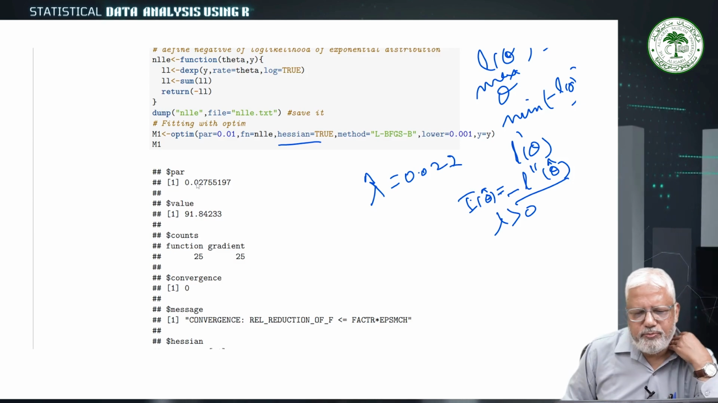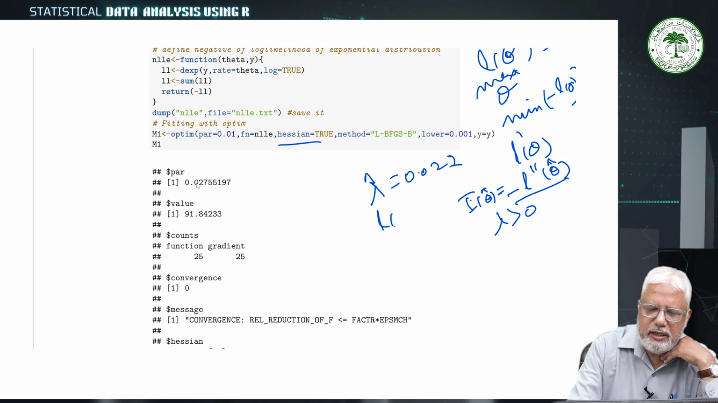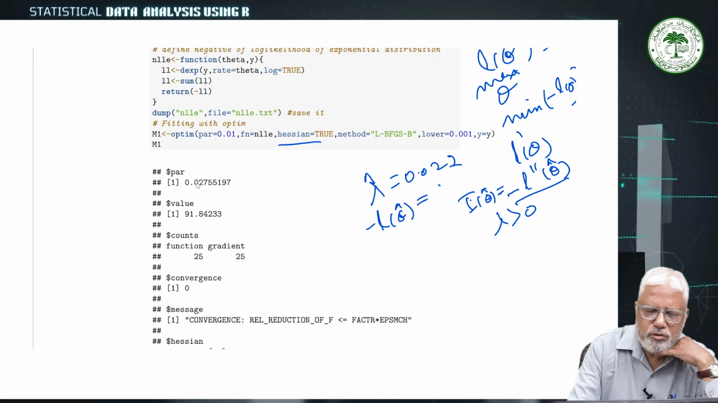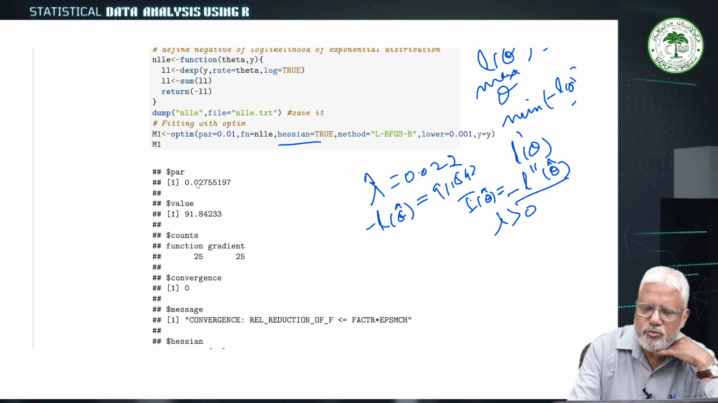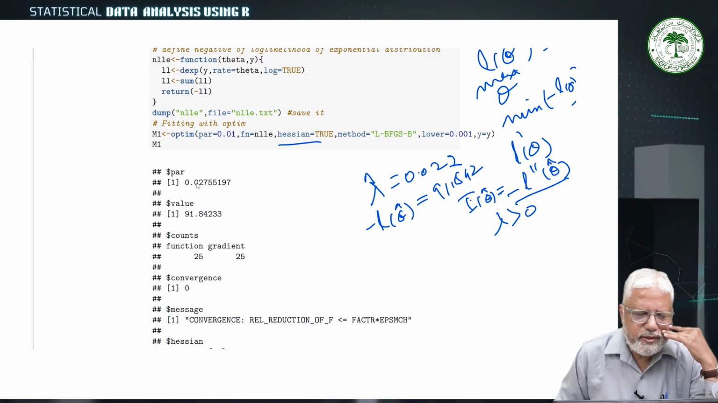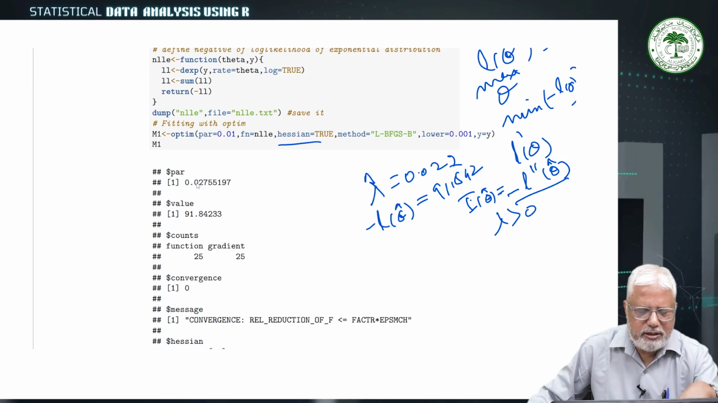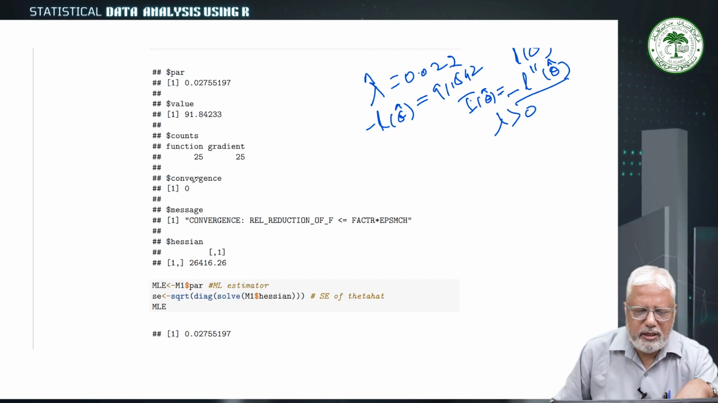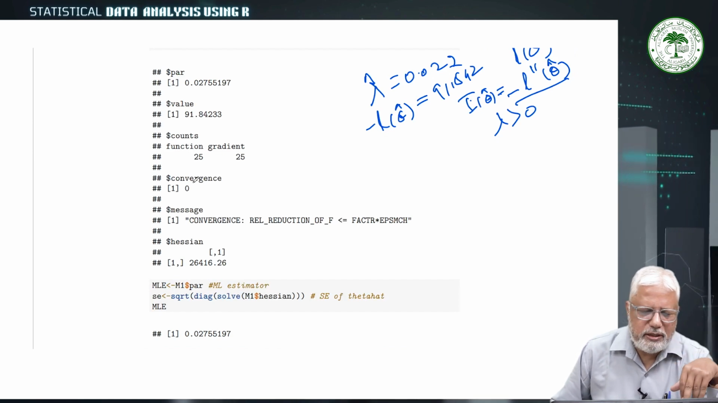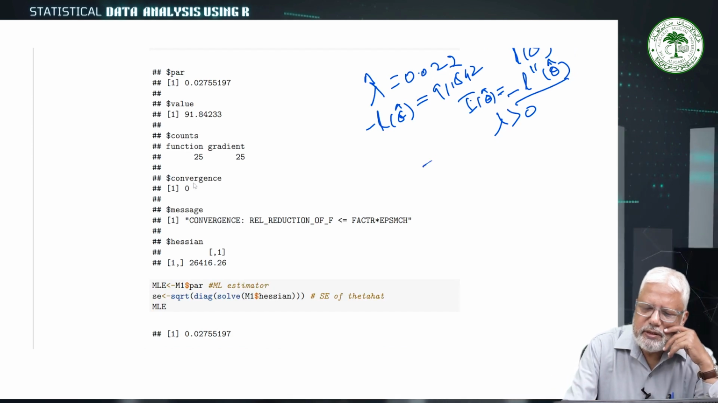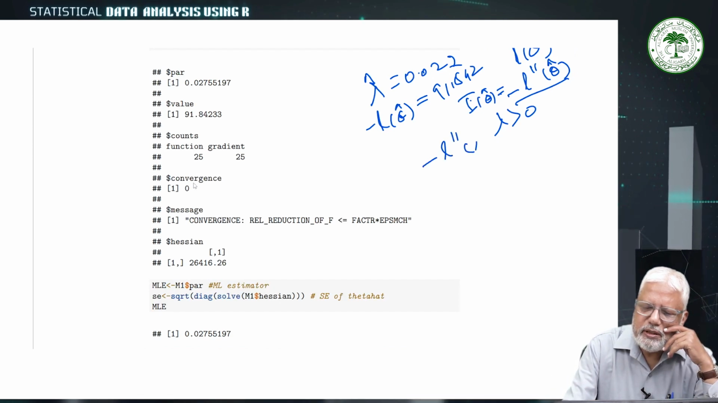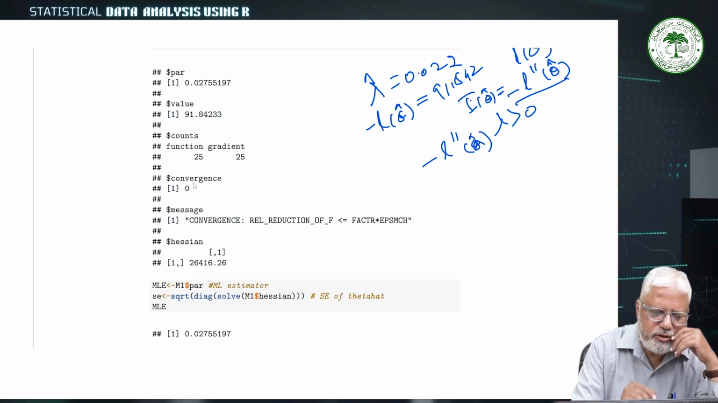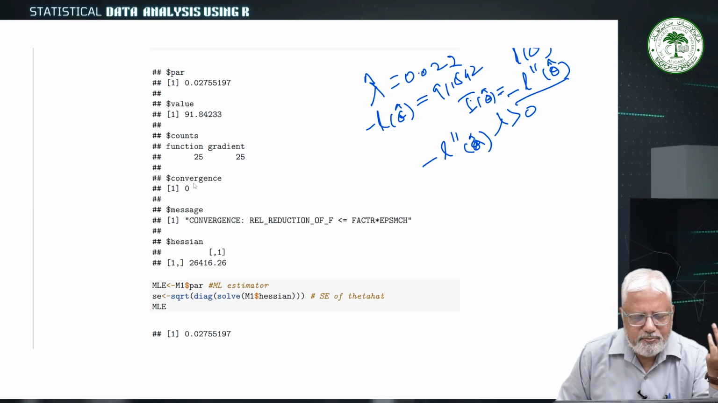Value means the value of the objective function, and that is nothing but minus L theta hat, and that is equal to 91.842. So this is the value of L theta hat. Then convergence 0 means successful convergence, and then the Hessian matrix. See, this is nothing but minus L double dash lambda hat, or theta hat. So this is known as the Hessian matrix. It is a 1 by 1 matrix because we have only one parameter.